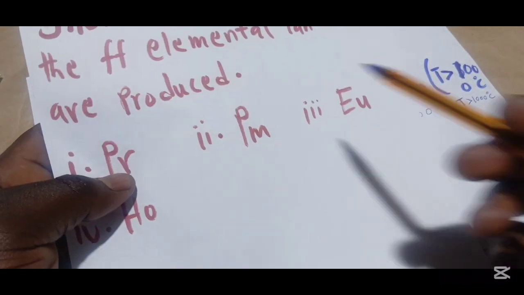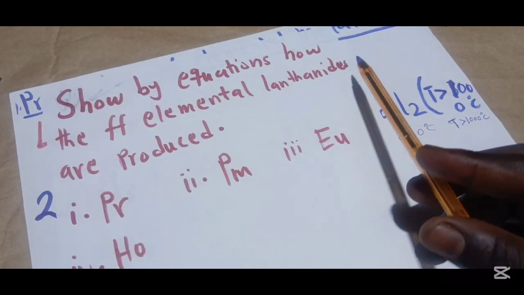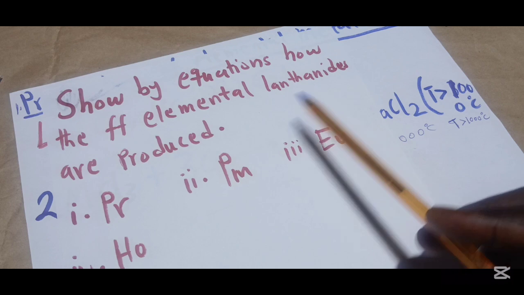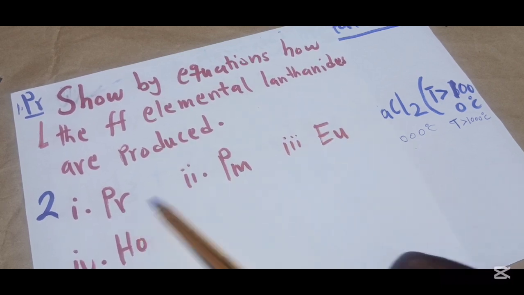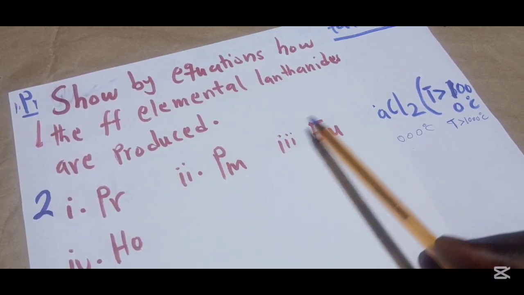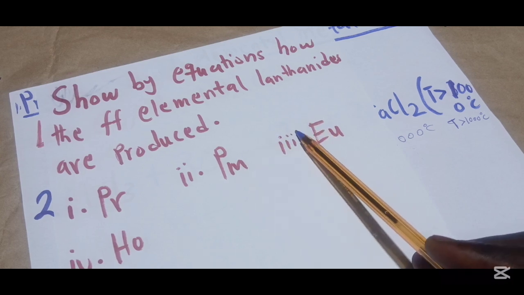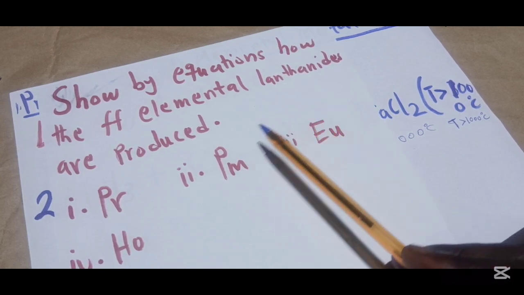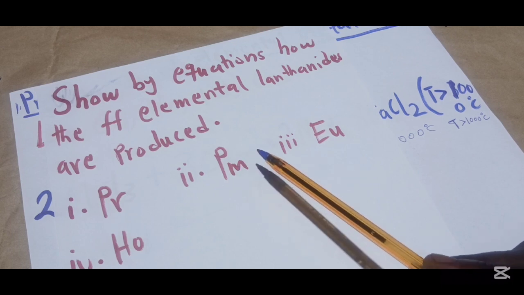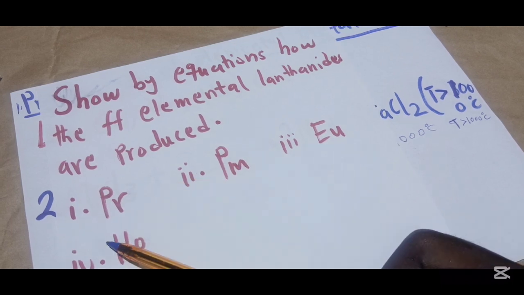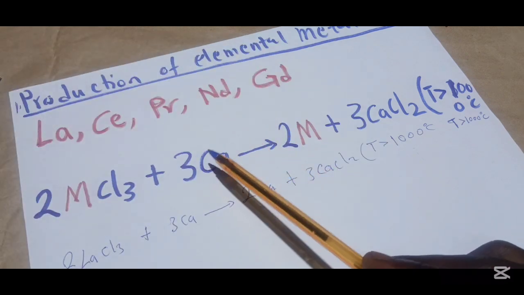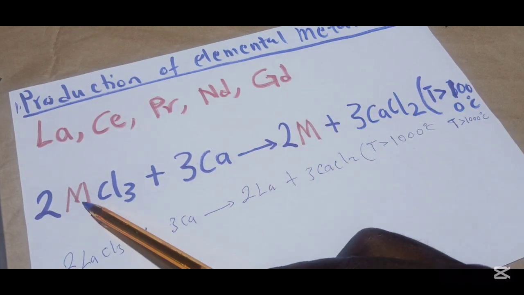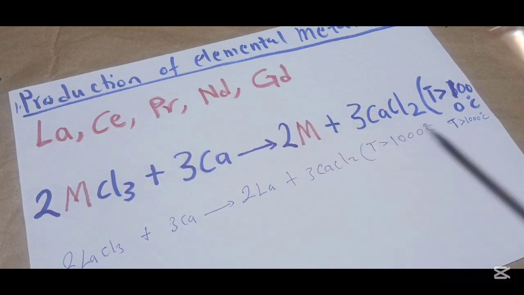So a sample question: show by equation how the following lanthanides are produced. So you see we have Pr here. You can be given a couple of elements, a lot of elements in the lanthanide series, and be asked to show how they are produced elementally. So you look at the element, and depending on the element being given to you, we have a specific equation that you should go about it with. So we have Pr here. The only way to go about it here is with this equation. So you just have to know this equation. Wherever you see M, you replace it by Pr, then you are good to go.